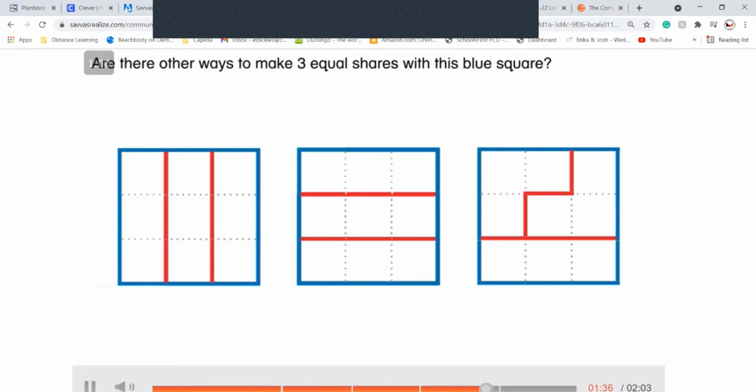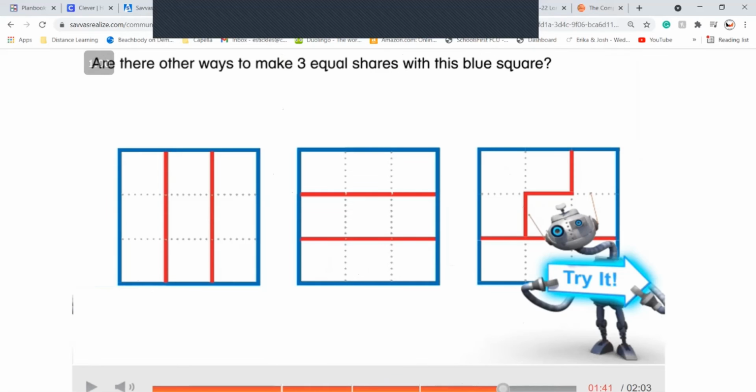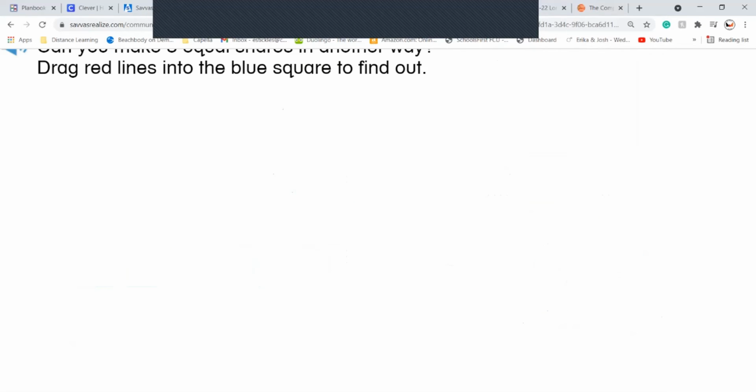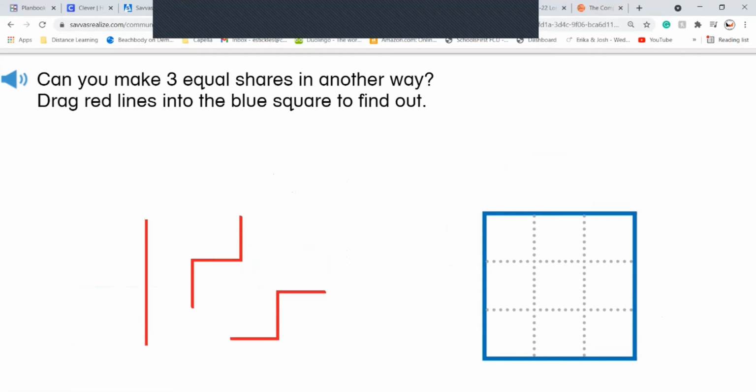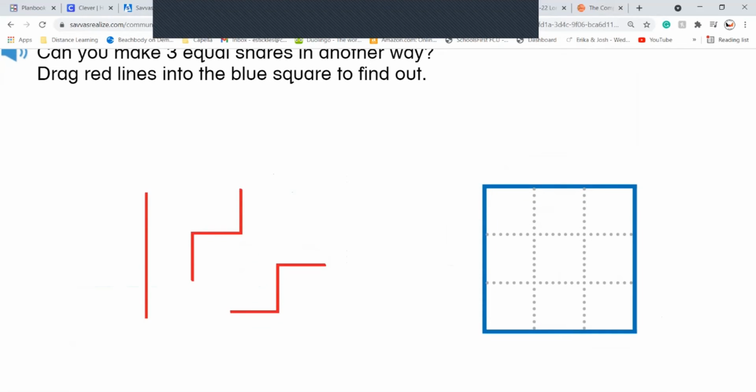Are there other ways to make 3 equal shares with this blue square? Let's try it. So it says, can you make 3 equal shares in another way? Drag the red lines into the blue squares to find out. So I'm going to try putting my line here and then maybe splitting it like this. Let's see, 1, 2, 3, 1, 2, 3, 1, 2, 3. Yeah, I have 3 smaller squares in each of my chunks.